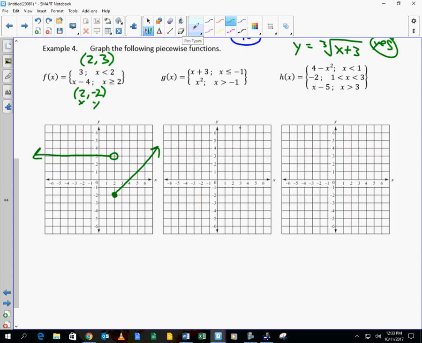Now, if we wanted to express the interval of this part, it would be from negative infinity to positive 2 with a parenthesis, and then for this part, it would be bracket 2 to infinity, okay? That would be the set of domain for each one. But I'm just showing what the coordinate is that I plot. Does that help? Olivia, you had a question?